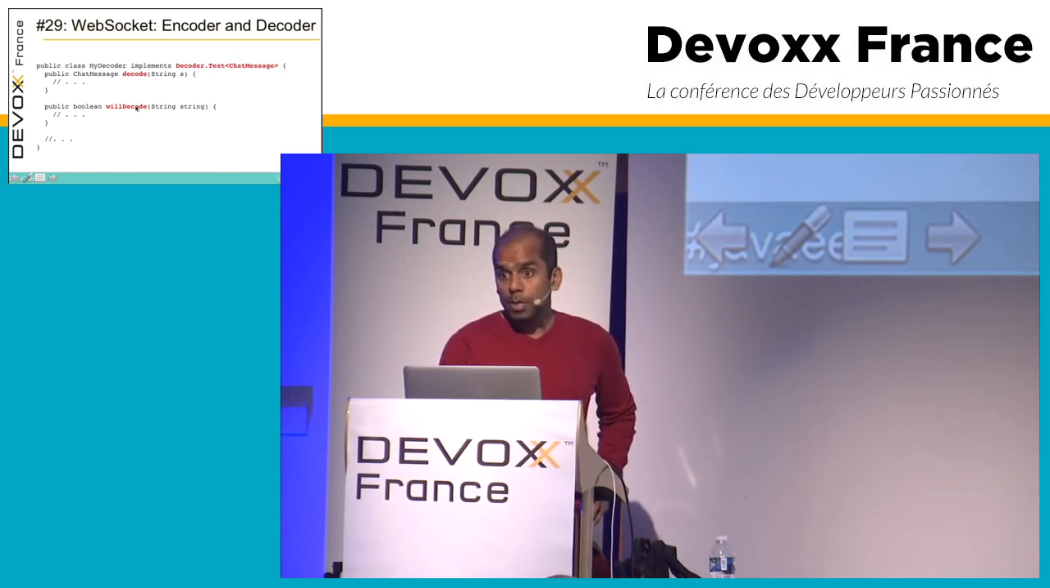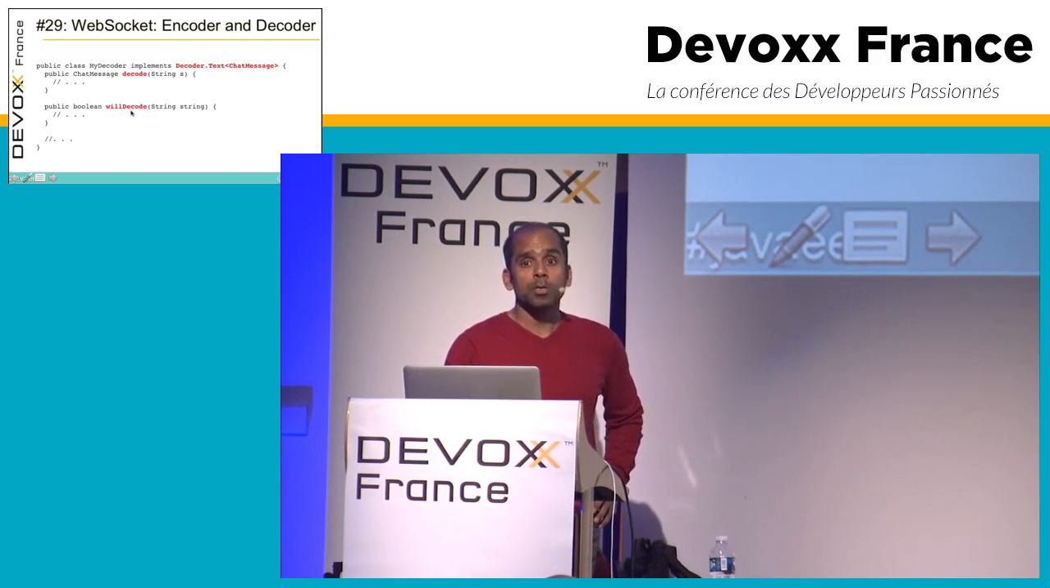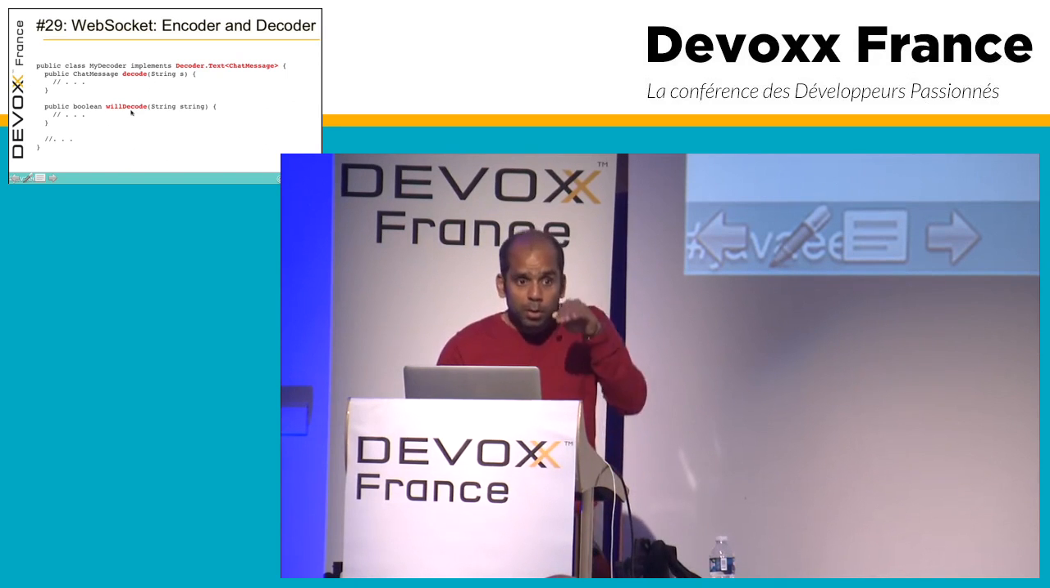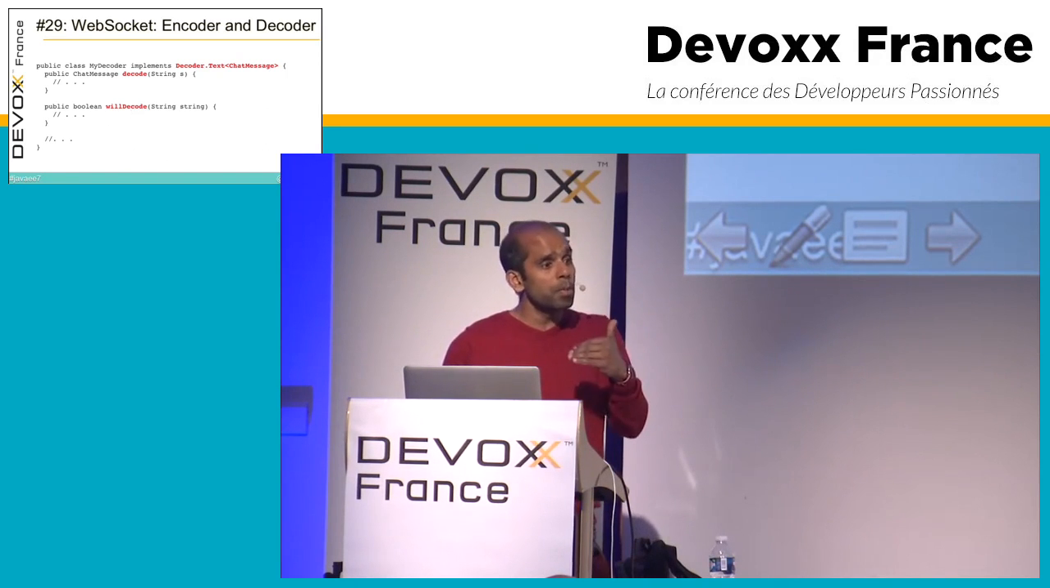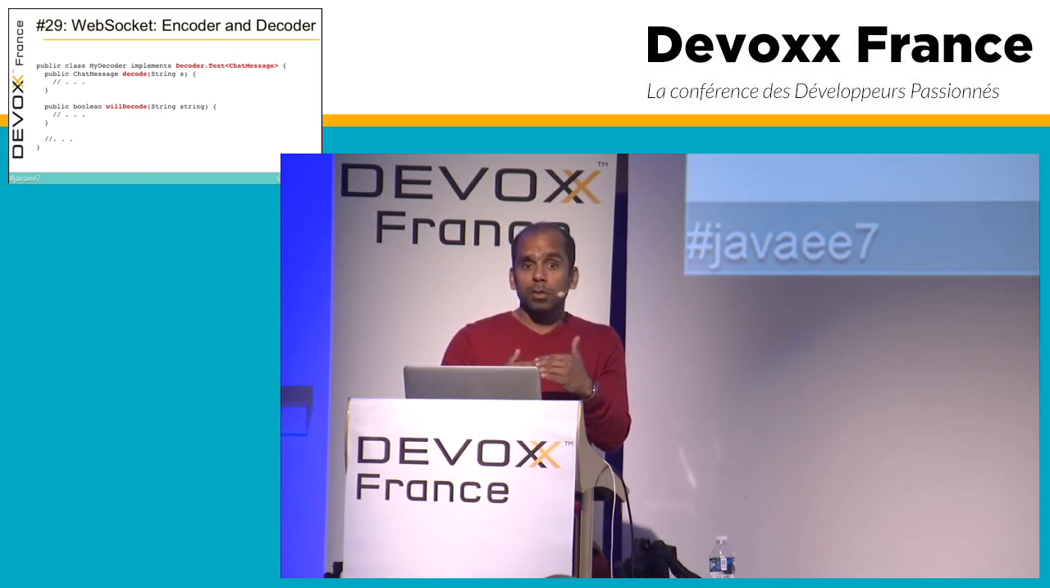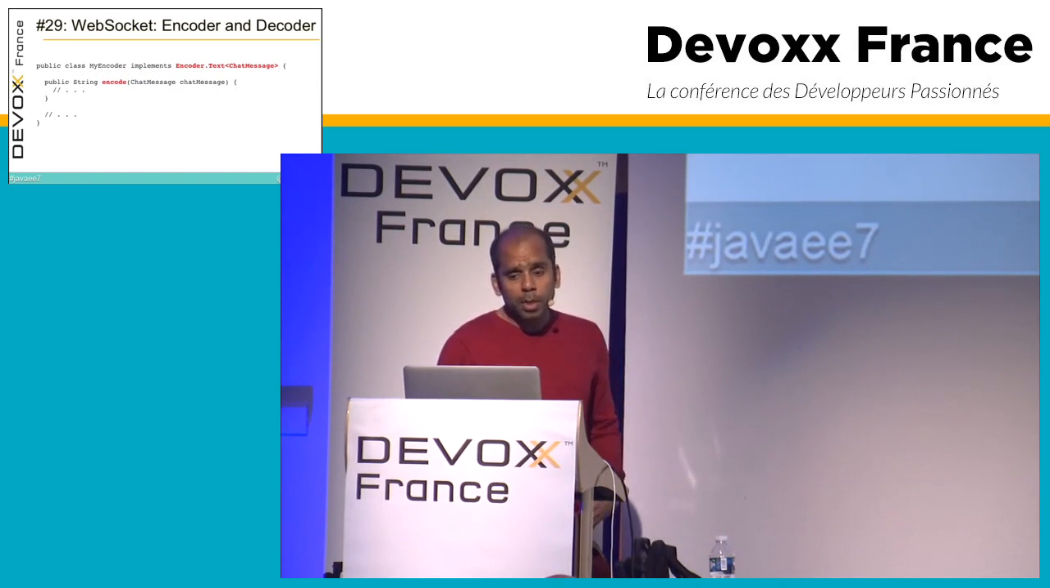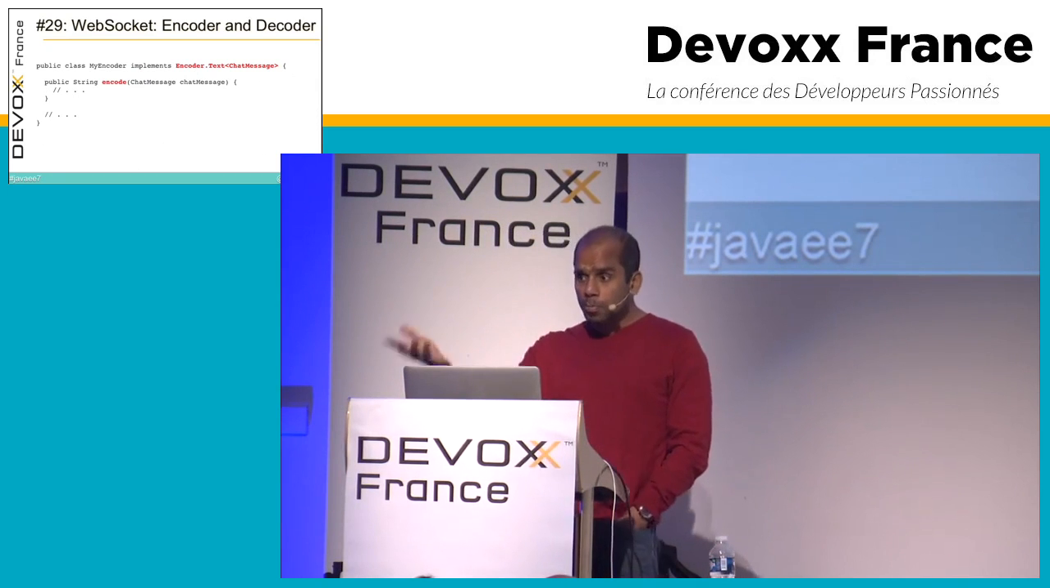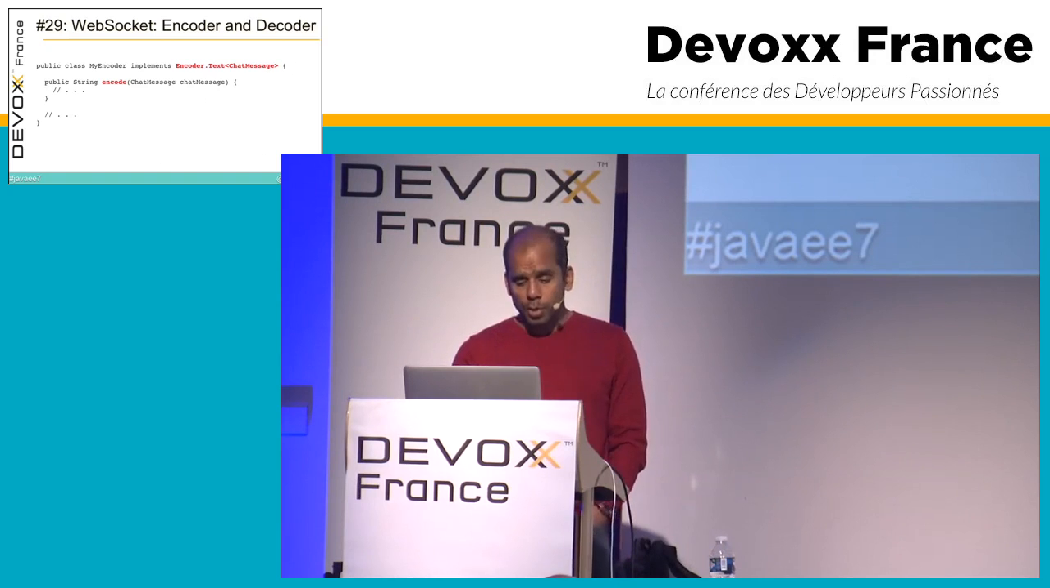There could be multiple decoders, in which case one of the willDecode methods will return true. The idea is to kind of peek into the message a little bit and return back, oh, this makes sense, I can decode this message, and I will return a ChatMessage instead. Similarly, you have Encoder, because on the wire it is still a string, so it takes your POJO and converts it to string.